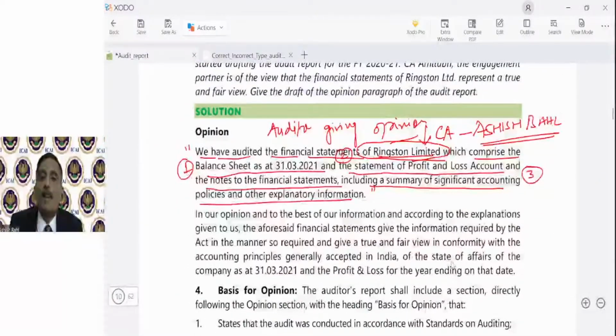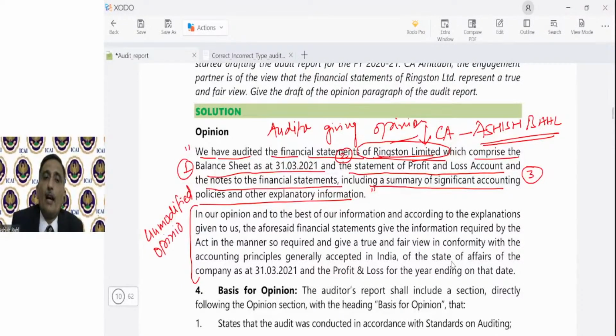So what is the language? Now this is an example of an unmodified opinion. Now here in the first para, he has identified the financial statements, period, name of the entity, all these things. Guys, you have to remember these words.